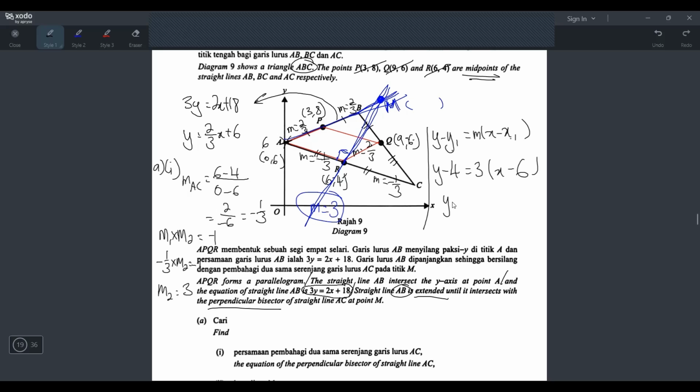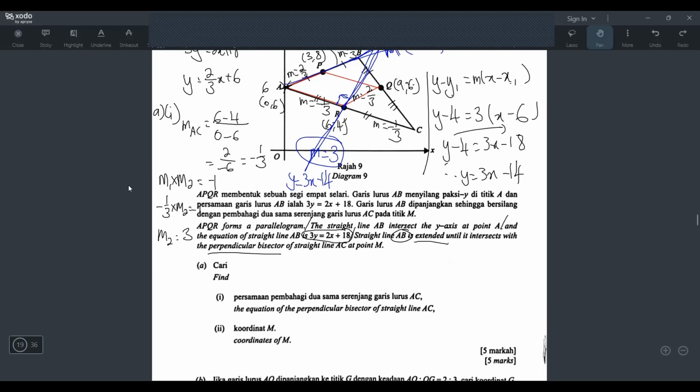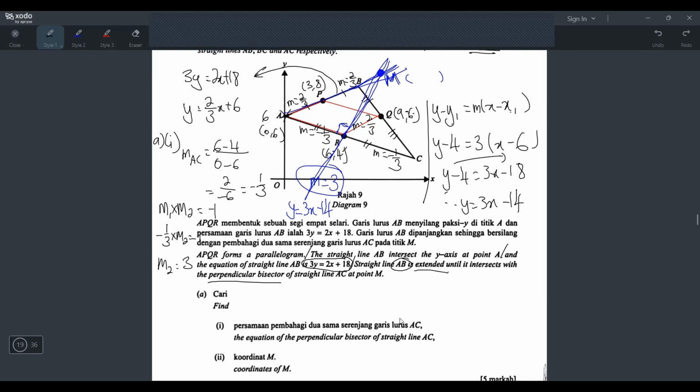Okay. Alright, so now it becomes y minus 4 equals to 3x minus 18. So y equals to 3x, negative 18 plus 4, negative 14. So this is the equation of the perpendicular bisector, or you can say the blue color line, y equals 3x minus 14. Okay, now we can continue with B. I mean A2. So A2 says find the coordinates of point M.